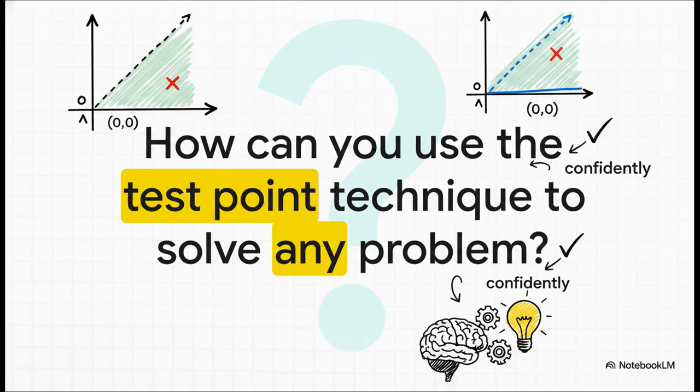That test point technique is an absolute lifesaver. So the thing I want to leave you with is this. What would you do if one of your lines went right through the origin and you couldn't use (0, 0)?